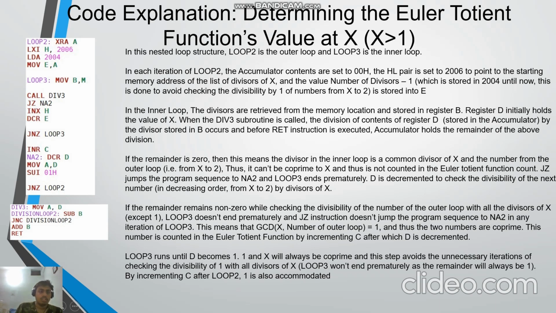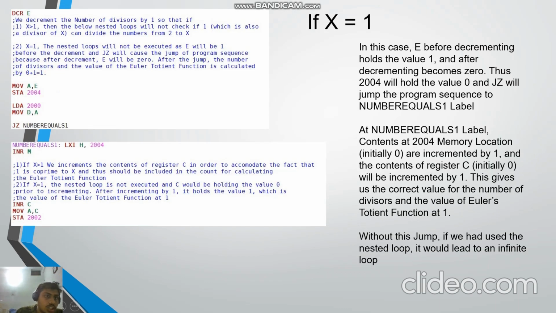So, and if x is equal to 1, as I said earlier, you can guess that the divisors of x equal to 1 would be just 1, and so the divisor counter would show 1. So when you decrement e, in that case, that would lead to 0, and here we have a JZ number equals s1. This being the last arithmetic instruction, this would be executed, and we would directly come to the last step, where we would increment the memory by 1, which is pointing to 2004. 2004 actually stores the content of the number of divisors, as you will see in the example.